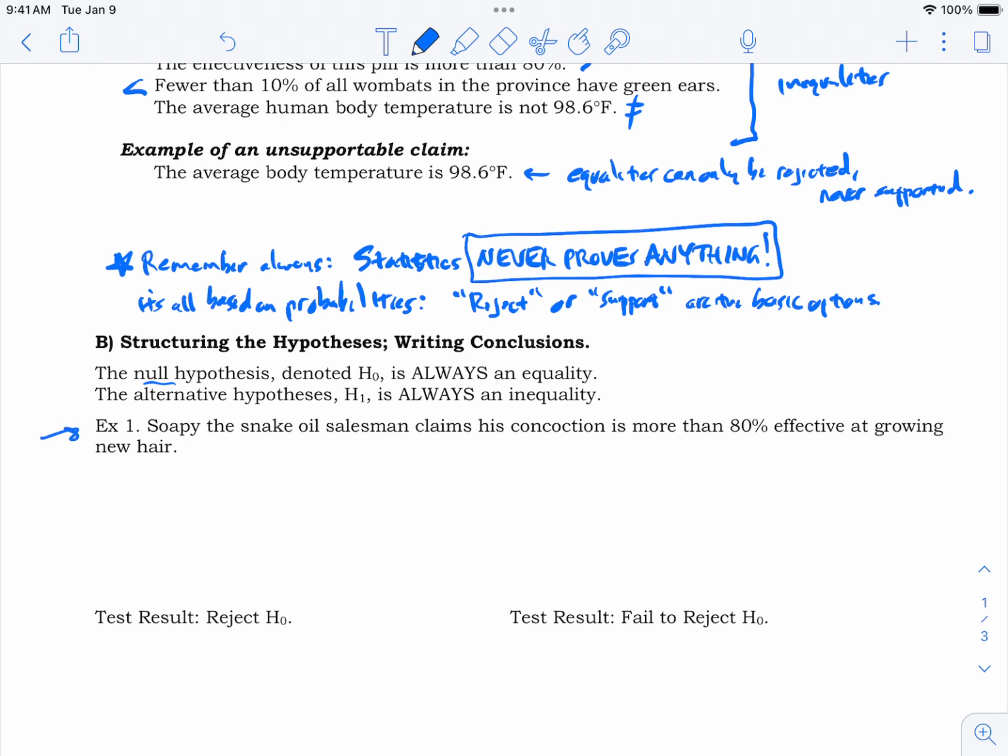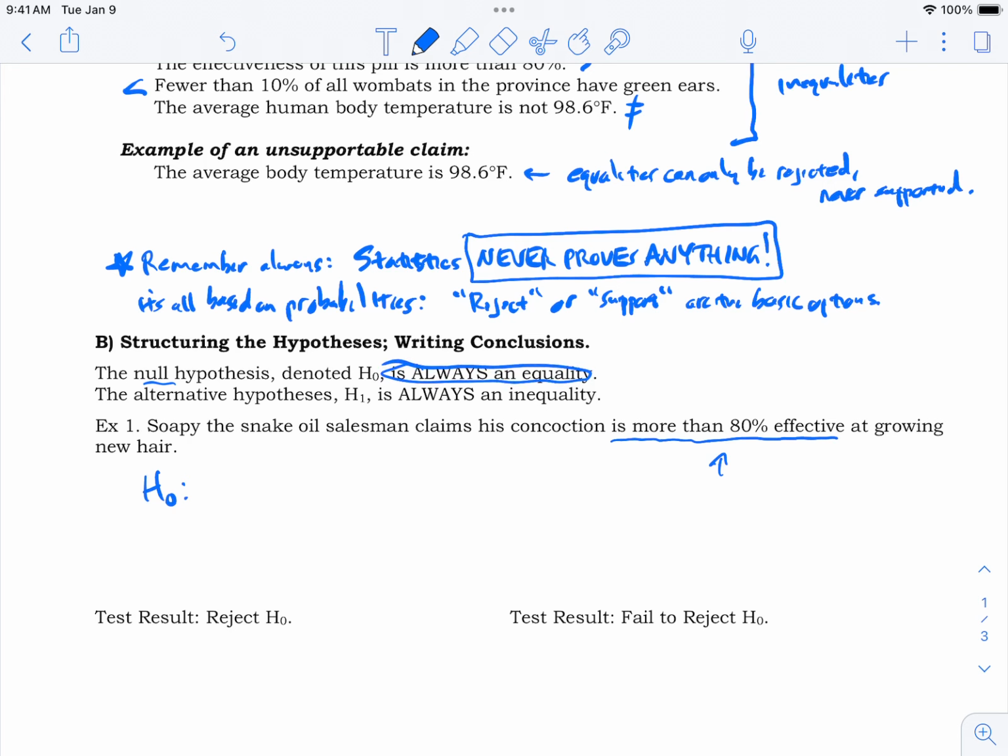Soapy, the snake oil salesman, claims that his concoction is more than 80% effective at growing new hair. So I underline this part. That's where you're focusing when you're writing your hypotheses. The hypotheses, by the way, we're going to write them very, very short. We're going to say something like this. Okay. The null hypothesis. Now, what did this say?